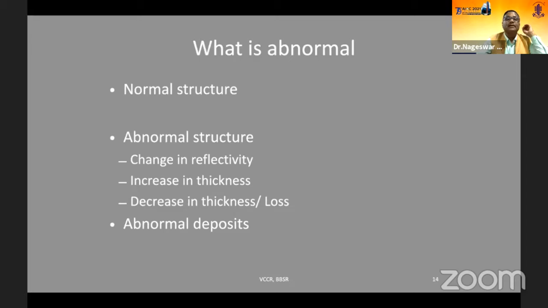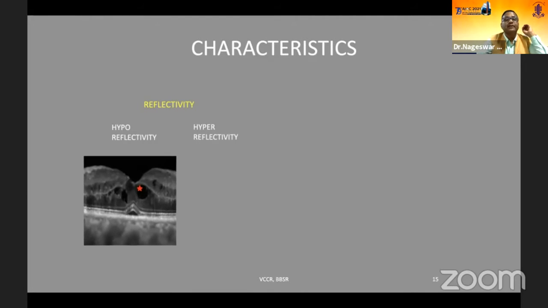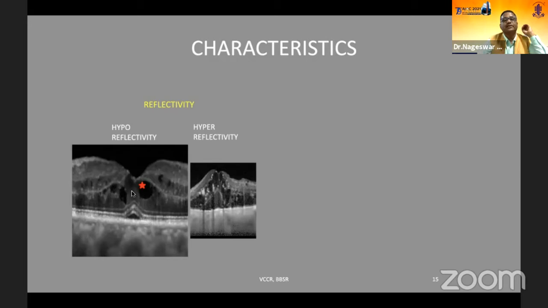So what is abnormal? Abnormal structure in the OCT, change in reflectivity, increase in thickness, decrease or loss of thickness, or abnormal deposits. We'll read it like this. The characteristics of reflectivity may be hyperreflectivity or hyporeflectivity. With hyporeflectivity, we'll see cystic spaces, fluid accumulation, whether diffuse or cystic, which appears as a dark zone. Here it is hyperreflectivity. You are seeing so many hyperreflective structures here. They appear as bright.